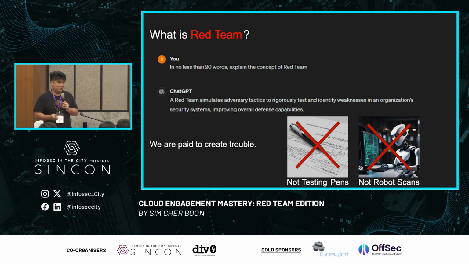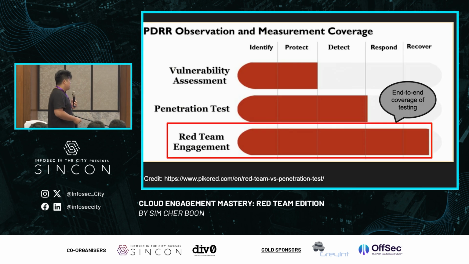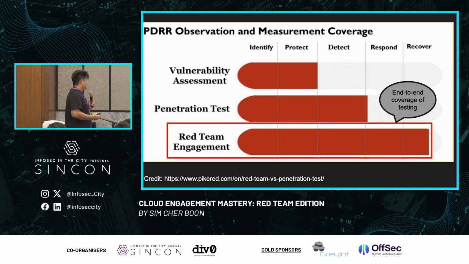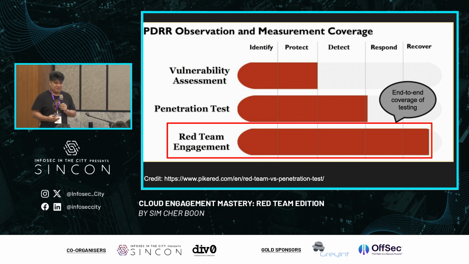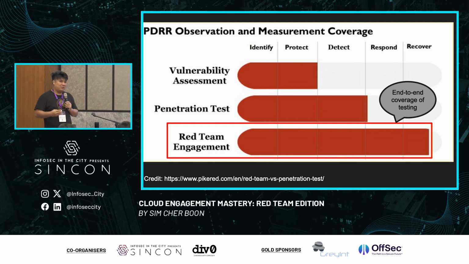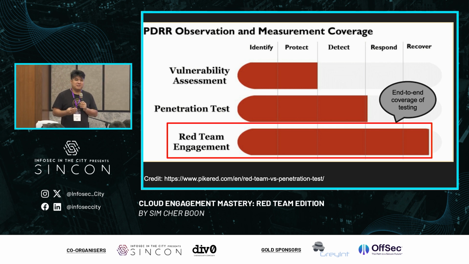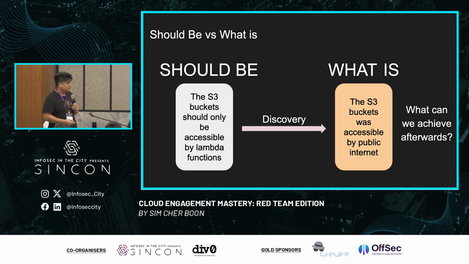The keyword is organization, which brings me to this chart as well by Picus Red. When we talk about red teaming, it is end-to-end coverage. It's not like pen testing, up to here and that's it. We do not stop at detection. We continue and we test the response and the organization's maneuverability as well in the event of detection.